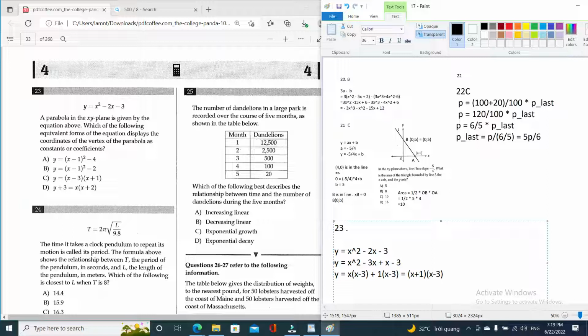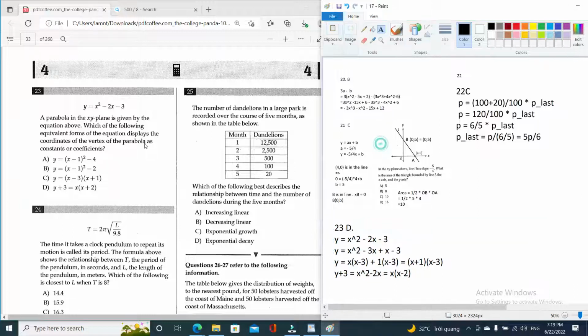The vertex of the parabola has constant or coefficients. I think it's C or D. If they calculate, we don't have this answer, but we see that y plus 3 is x squared minus 2x, so that's x times (x minus 2). So it's reasonable that the answer could be D. Okay, 24.